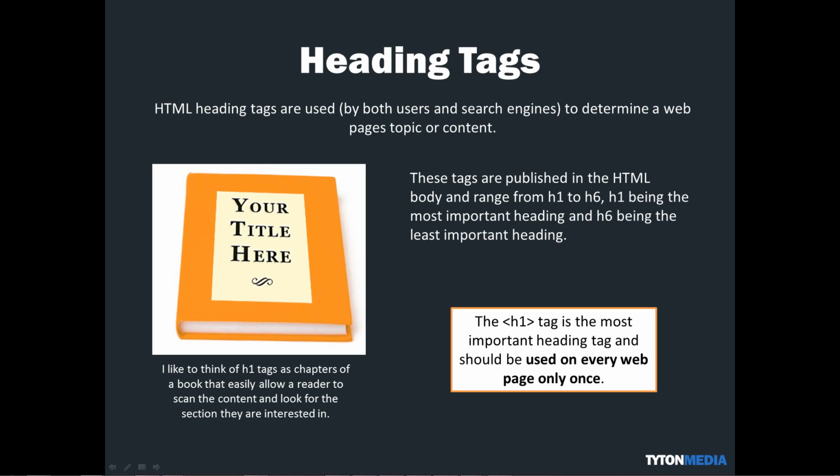Heading tags are published in the HTML, and they range from H1 to H6. H1 is the most important and H6 is the least important. It goes from H1, H2, H3, H4, H5, H6, from the most important to the least important content. And you should be using an H1 tag on every single page only once.